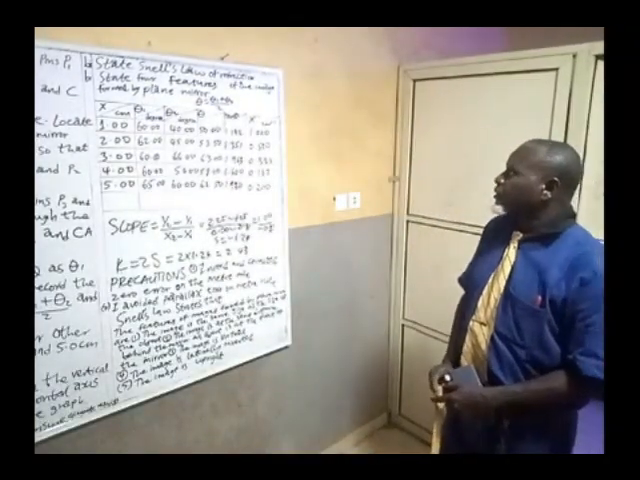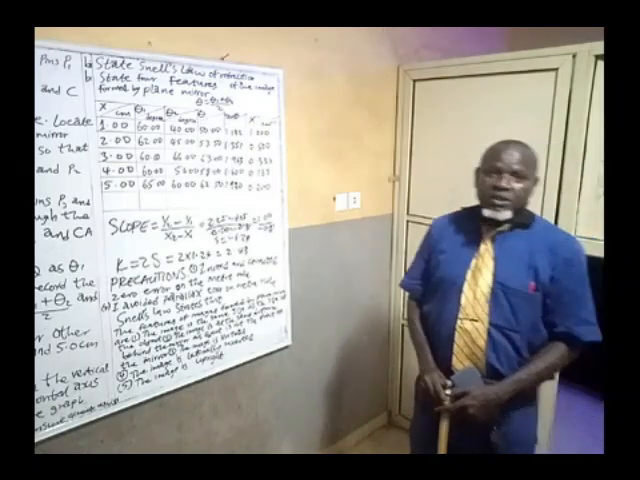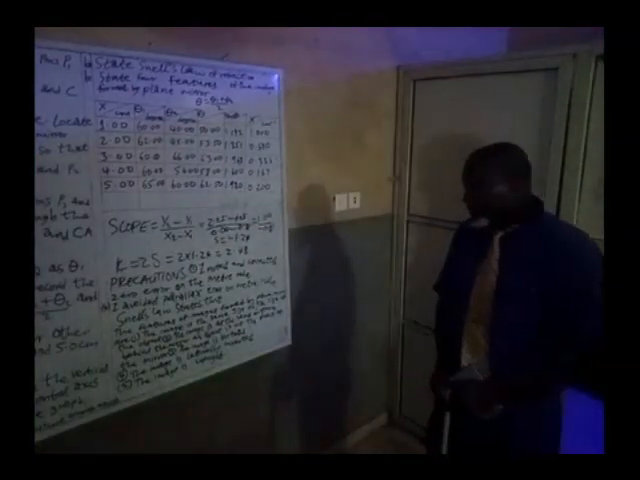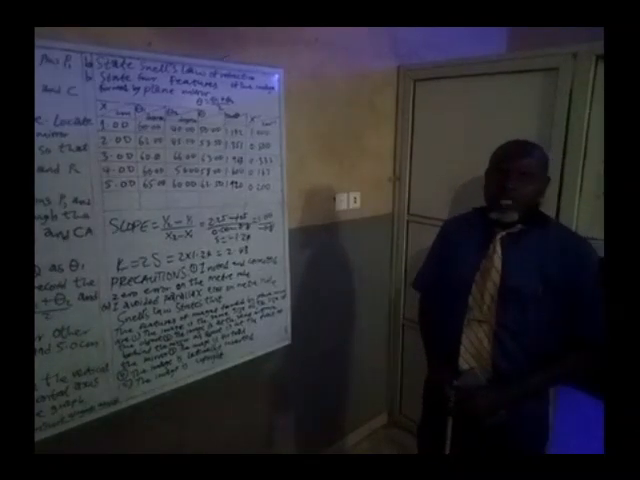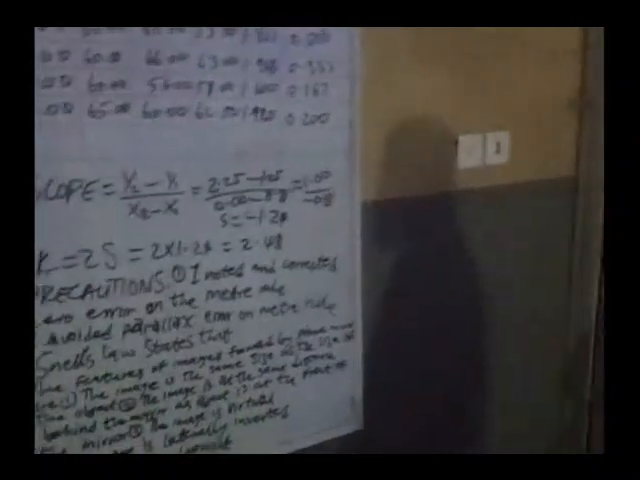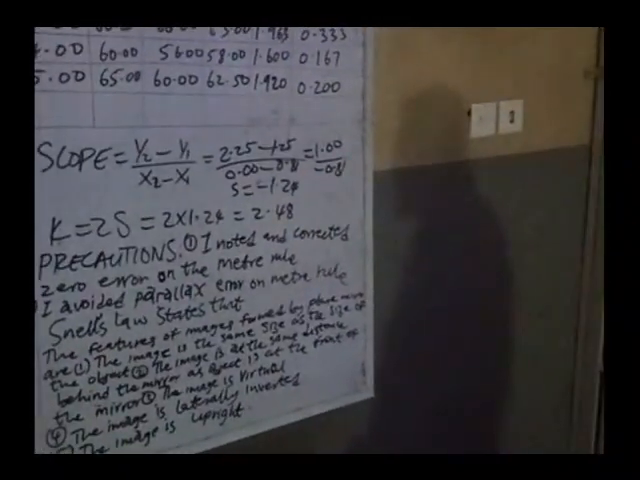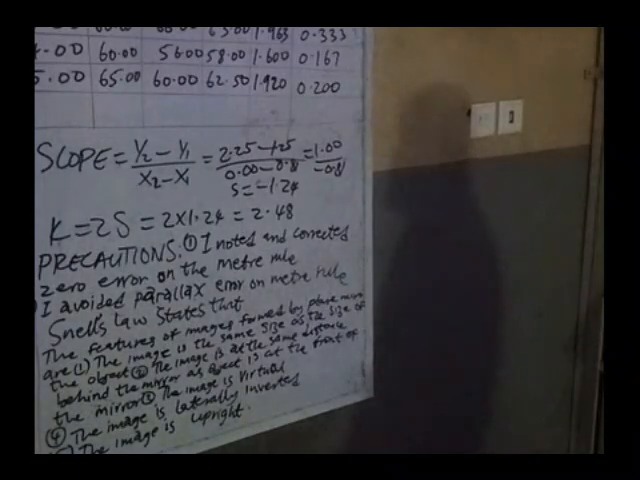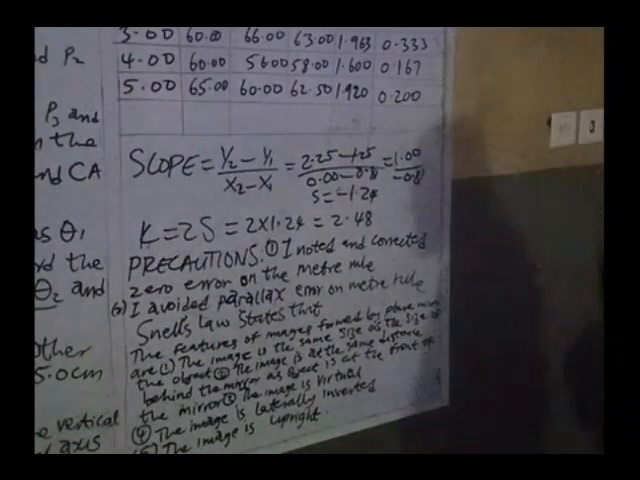Features of the image formed by the plane mirror. The image is laterally inverted. The image is upright. The image is the same size in the mirror as the size of the object in front of the mirror. And the fourth one, the image is at the same distance behind the mirror as the object is in front of the mirror.